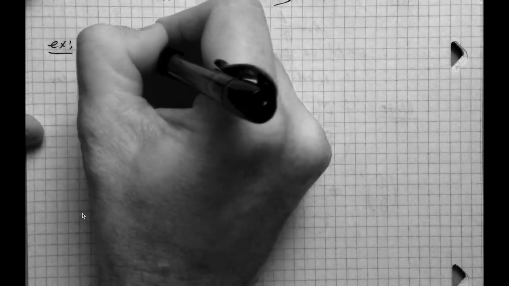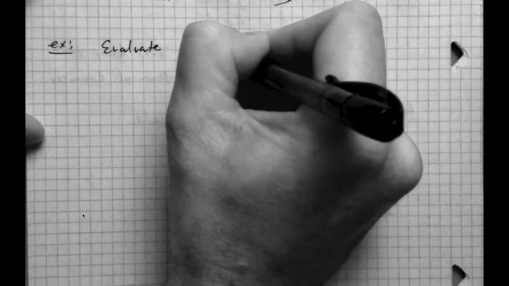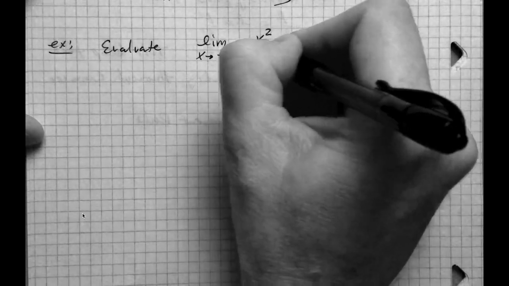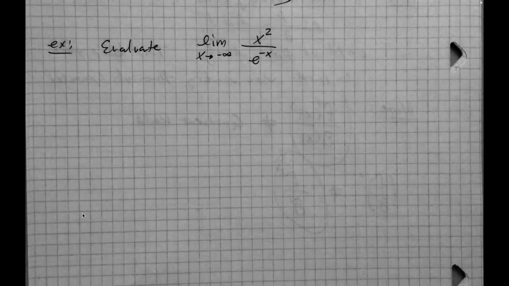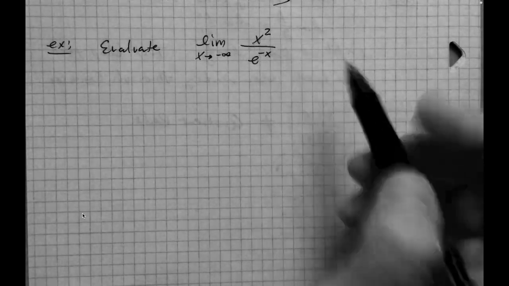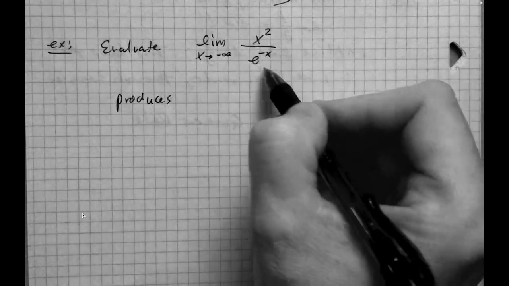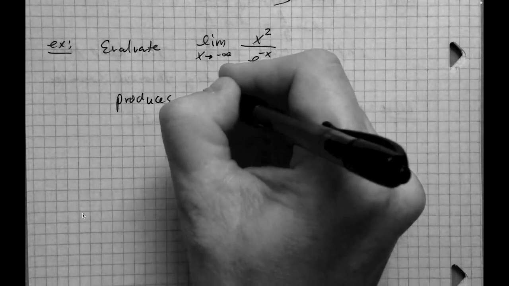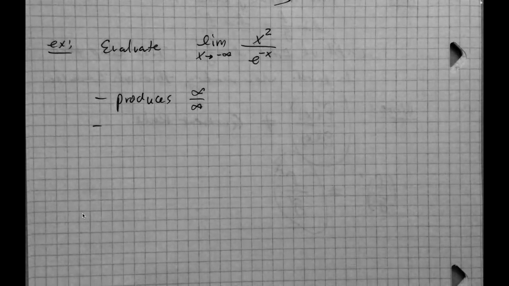Let's say we want to evaluate the limit as x approaches negative infinity of x squared over e to the negative x. Direct substitution here is going to give us what? Well, negative infinity squared is infinity, and the bottom is e to the infinite power, so it's infinity over infinity, isn't it? So this produces that indeterminate form. Can we differentiate both top and bottom here? Yep.